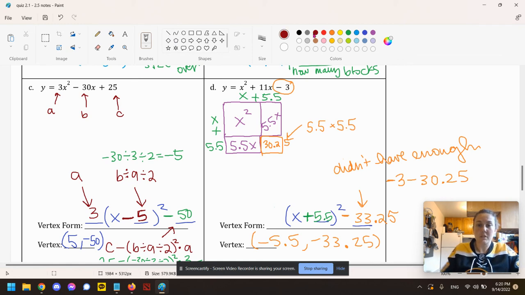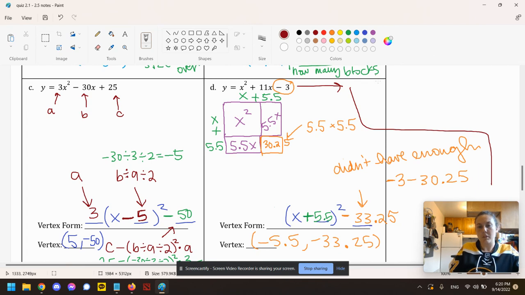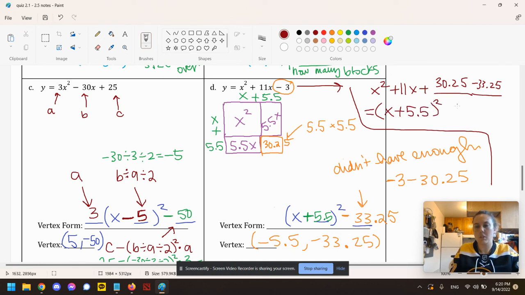Again, if we want to do the equation version of this, we would come over here and say x squared plus 11x. The perfect thing would be 30.25, but we would need to subtract 33.25 from that to make it actually equal negative 3. This first part would then get a perfect square, and we would subtract off how much we were deficit by on the back.